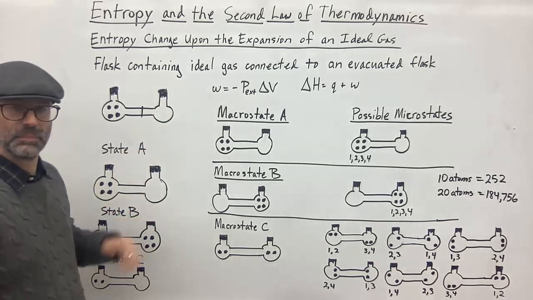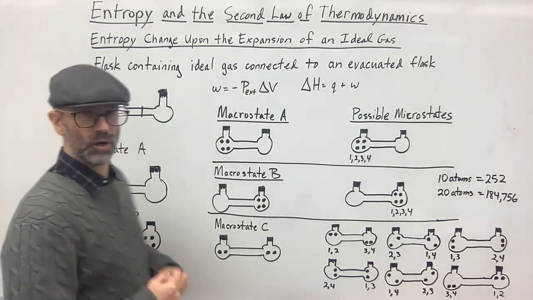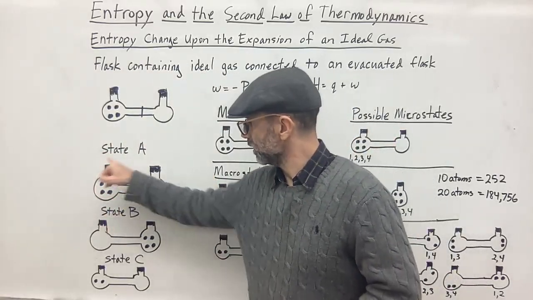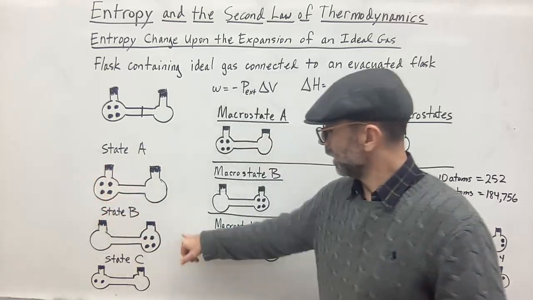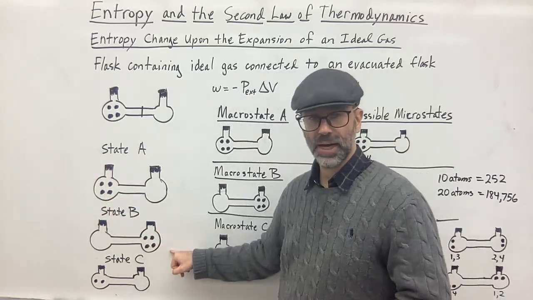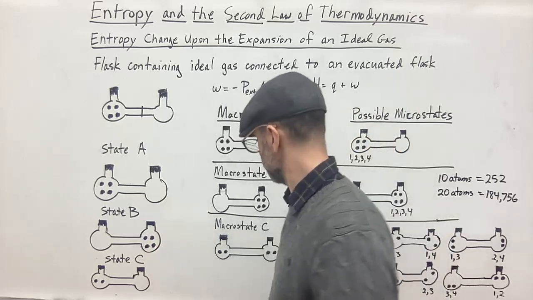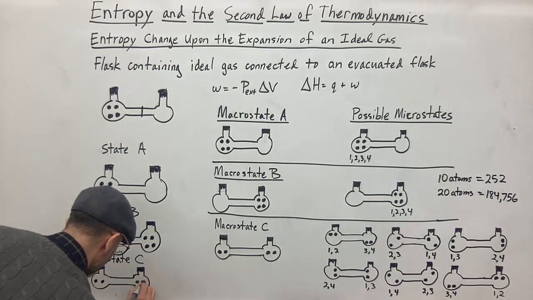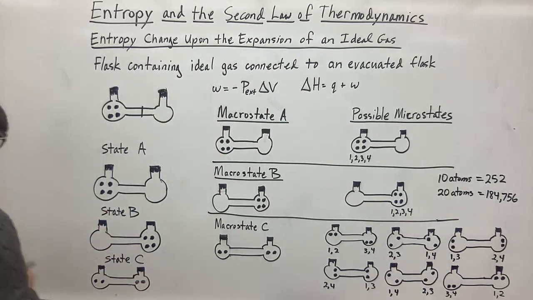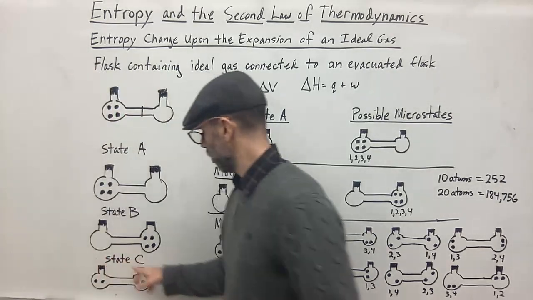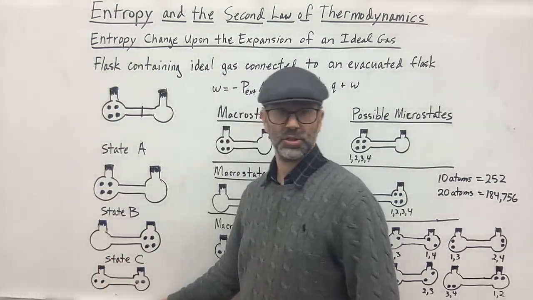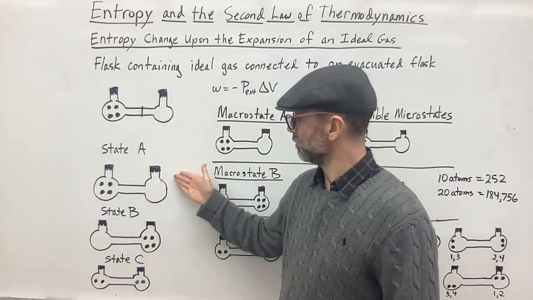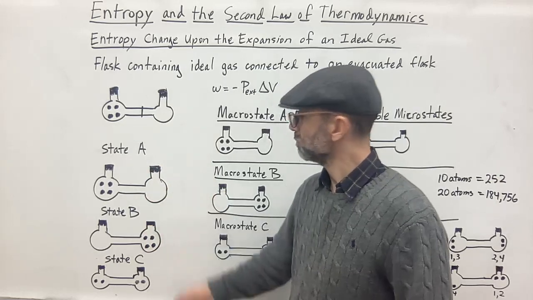And so to make things simple, we've got three states that can be formed. We have state A, where all the particles are in the left flask. State B, all the particles are in the right flask. And state C, we have the four particles divided between the two flasks here.